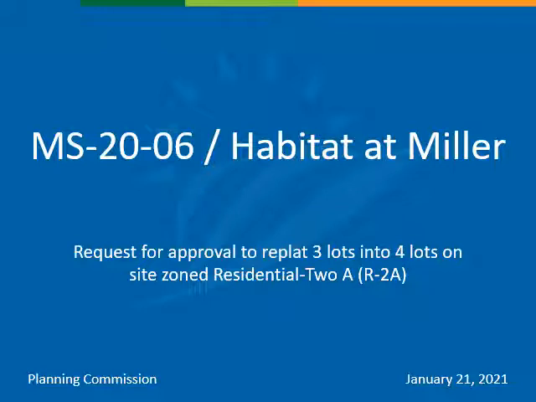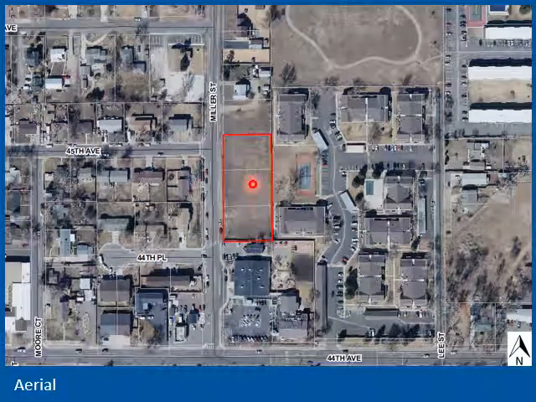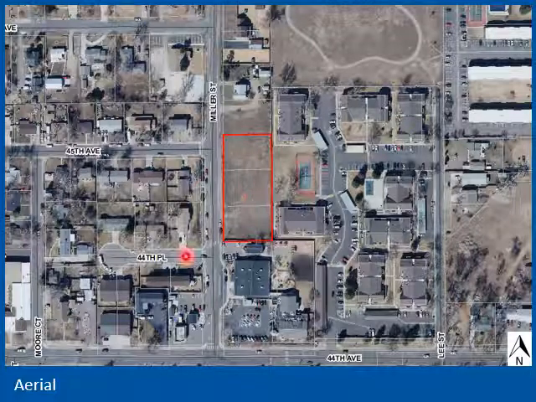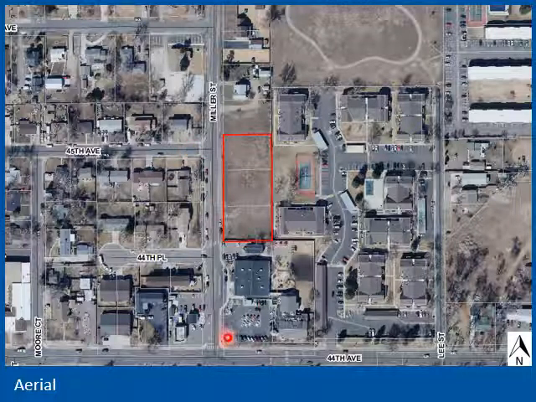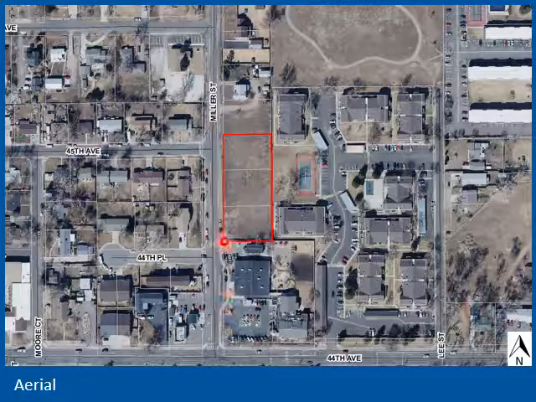The property is within the City of Wheat Ridge. All appropriate notification and posting requirements have been met, and therefore the Planning Commission does have jurisdiction to hear this case. The property is located on the east side of Miller Street, between West 44th Place and West 45th Avenue, just a block north of West 44th Avenue.